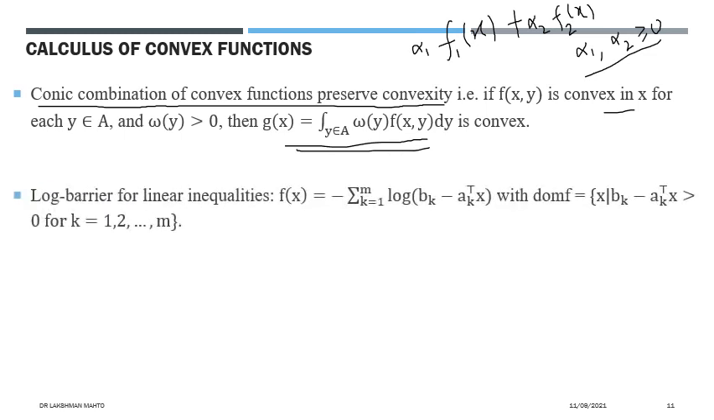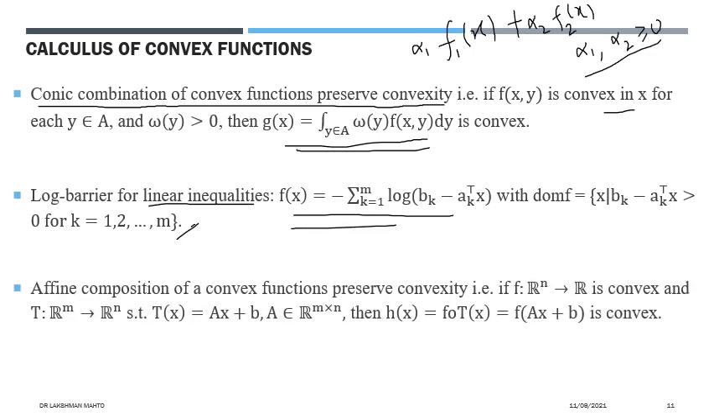Another example of a conic combination of convex functions is the log barrier for linear inequality. Take it as homework and try to see how it is derived from a conic combination of convex functions, and how you can say that it is definitely a convex function. One more thing: if you take an affine argument of a convex function, then with respect to this affine argument it is again a convex function. Okay, so this is the end of today's lecture.